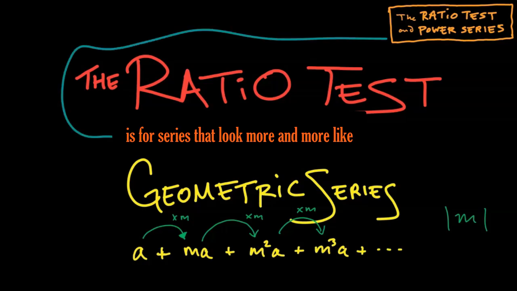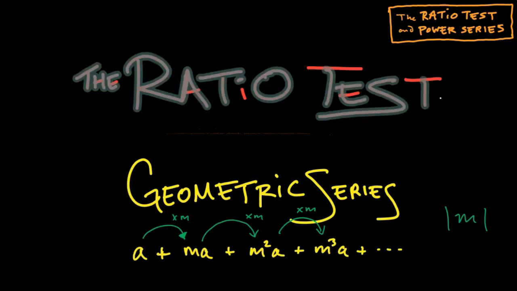And that is precisely what the ratio test, which should be called the multiplier test, will do for us. It's essentially testing to see whether a series becomes geometric, or at least so close to geometric that it is indistinguishable from a geometric series in the long run, in the tail of the series.